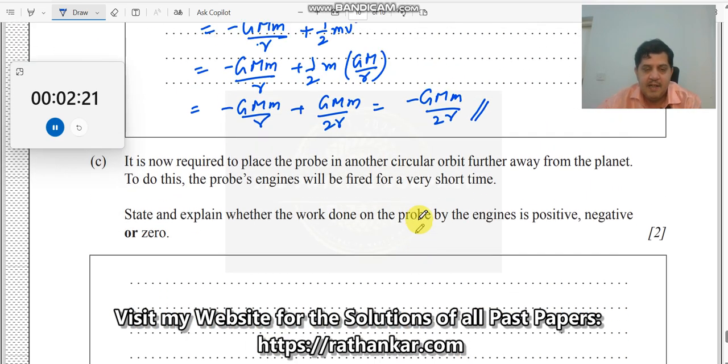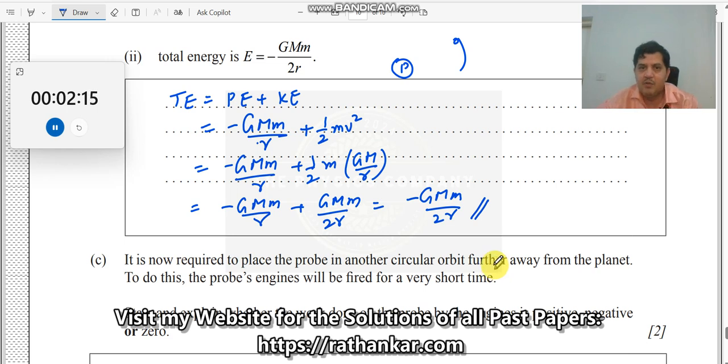So part C: it is now required to place the probe in another circular orbit further away from the planet. Now before that, let me look at how the marks are distributed. One mark goes for here, the other mark goes for the final answer. But don't just stop here, you need to show the full working. Okay, let us go on to the next one.